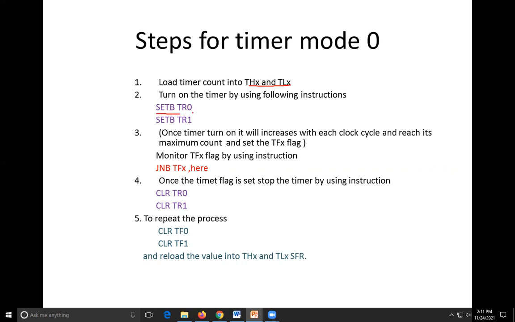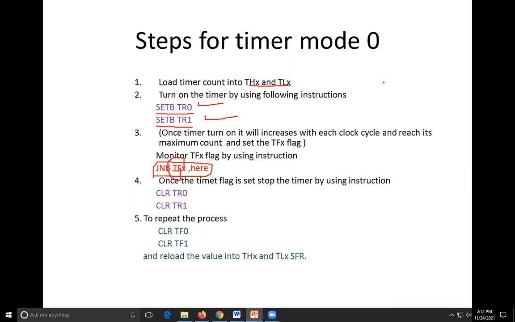Setting TR0 means you have to set the TR0 bit, and then set the TR1 bit. TR0 and TR1 are the two timers, so you start the timer using this command. After starting the timer, it will check with JNB, jump if not bit, TFX. You check the overflow bit.